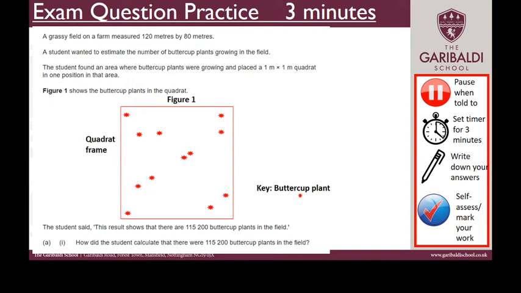So we have an exam practice question. This has to be done in silence, please. You have 3 minutes to do it, including reading the question. So pause your timer. Pause the video, set your timer for 3 minutes, and write down your answers. Then we move on to the next slide, and you will self-assess your work. So pause now, please.